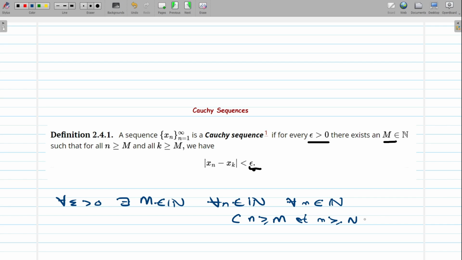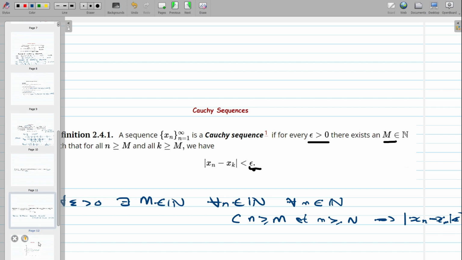The distance is going to be smaller than epsilon, because what the absolute value does is measure the distance between the two terms of the sequence. So here we have x sub n, and then maybe we can say x sub m. You can keep the k here, but it's the same thing. We've only changed the letter we are working with. So this is what a Cauchy sequence is.